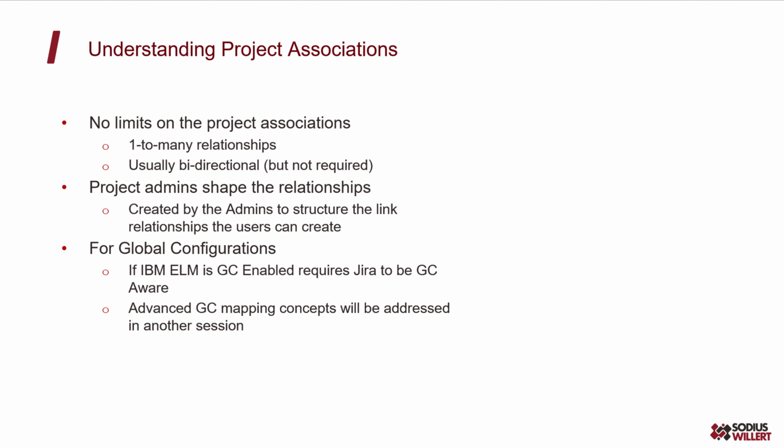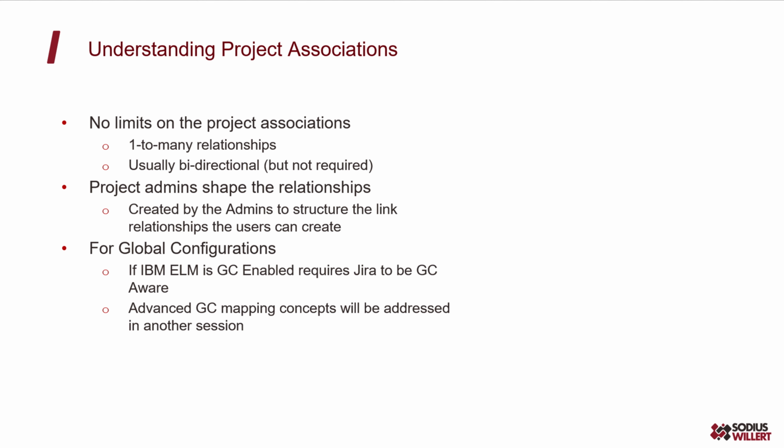So a few things to keep in mind when we're doing these project associations. There really are no limits to how you do this. These are one-to-many relationships. So whatever set of Jira projects you want to connect to a Doors Next project, you can, and vice versa. Usually these are bidirectional, but you don't have to create them that way. If you only want to have relationships in one direction, you can. It's all up to you and up to your design.